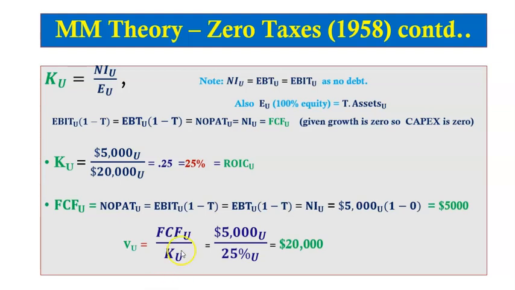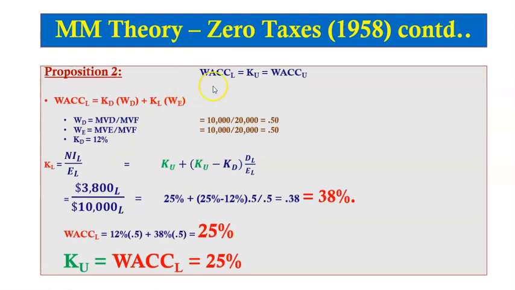In proposition 1. In proposition 2, we have the WACC of a levered company equal to the cost of unlevered equity, which is also equal to the WACC of the unlevered firm because there is no debt involved in the capital structure of the unlevered firm. So we have this expression where WACC of the levered firm is equal to the WACC of the unlevered firm, as there are no debt and no taxes.